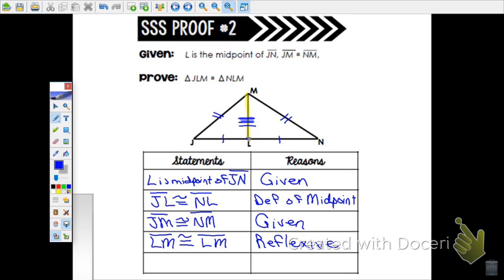And now I have all three pairs of sides marked. So I know that triangle JLM is congruent to triangle NLM using side, side, side. So in addition to that given information, we also want to think about those triangle hints that we were looking at.